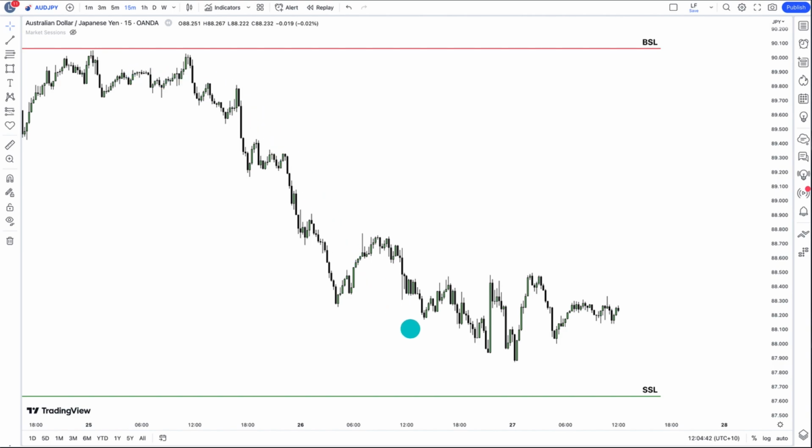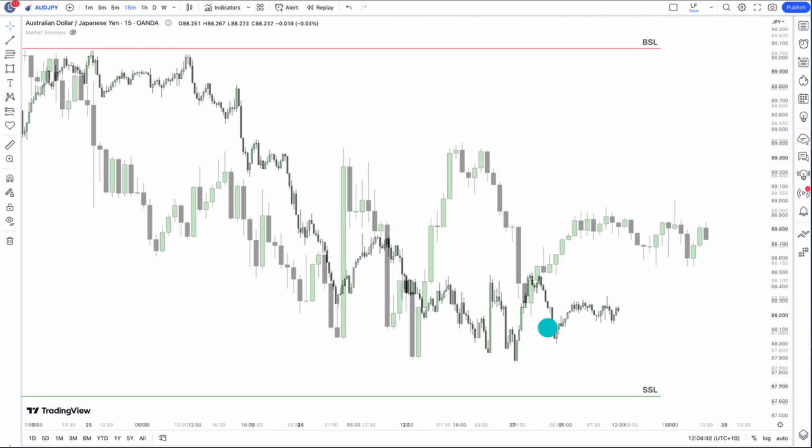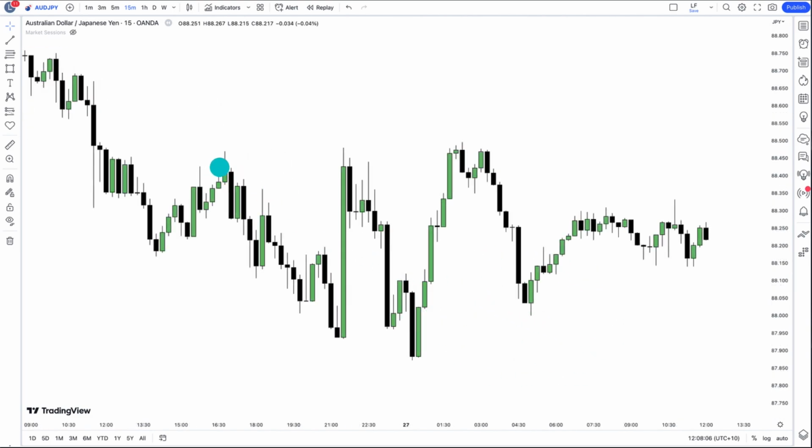Now we have a 15-minute time frame. Now it's a little bit clearer, as we can see there is a little bit more movement in terms of candlesticks. If we zoom in on this area here, we can see relative equal highs, relative equal lows.